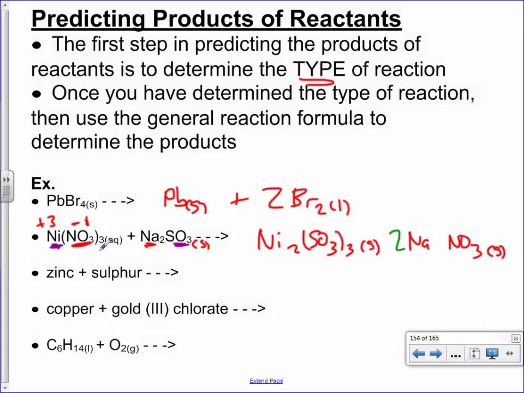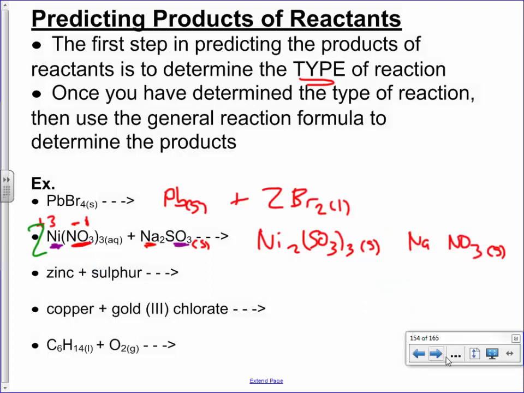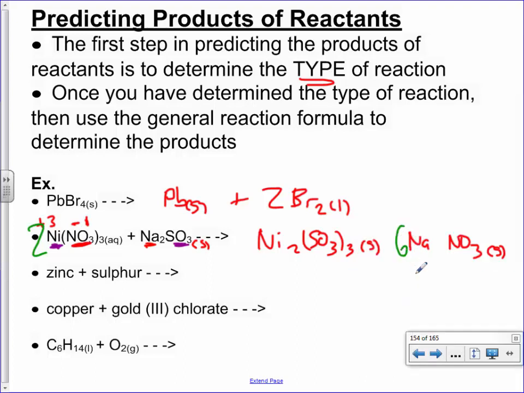2 and 3 don't really fit very well together, do they? So 2 and 3, they multiply to give 6. Let's try to get 6 of each. So here I have 3. Let's put a 2 in front. That'll give 6 of them. And I have to change this number over here. Let's make that a 6. So then now I have 2 times 3 for 6 nitrates. And over here I have 6 nitrates.